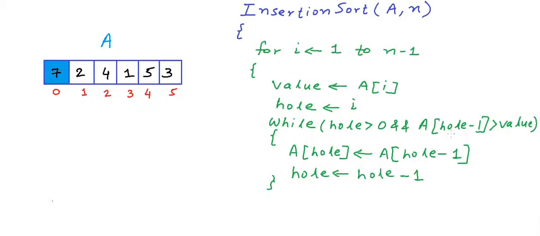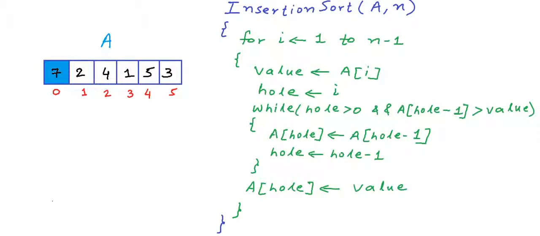When we find a smaller element than value in the sorted subset, this particular condition will be false, and we will exit the while loop, or we will exit the while loop when hole is equal to 0, so there will be no more elements to shift. And finally when we come out of the while loop, we will put the value into the hole. And this is our pseudocode for insertion sort.